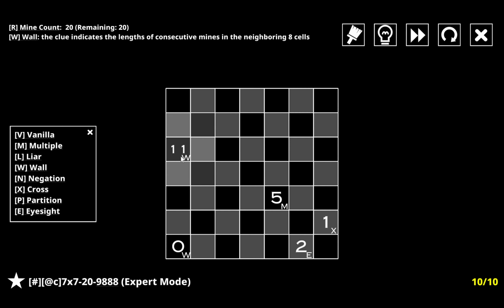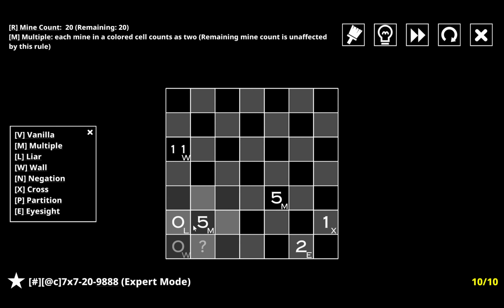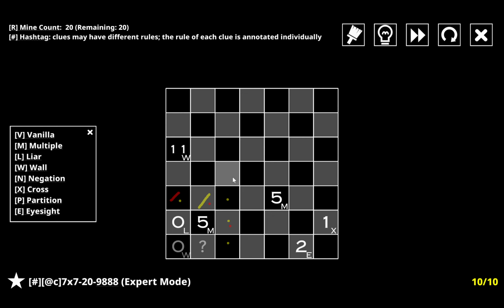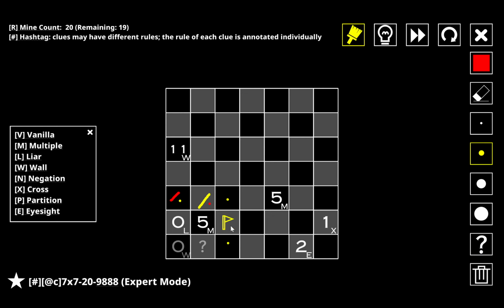Okay, so all these types of clues are mixed together. We can go ahead and start. The 0 wall clue operates normally. A 0 liar clue actually just means there is 1 mine in one of these 2. If there is a mine here, then we know that the remaining mines must be there because of this 5 clue. If there's a mine here, though, then we still know that this one will always be a mine because there used to just be 1 black cell. So we can mark that real quick.